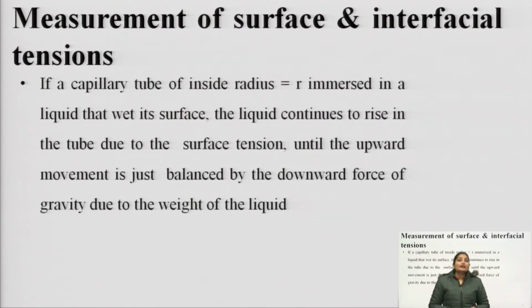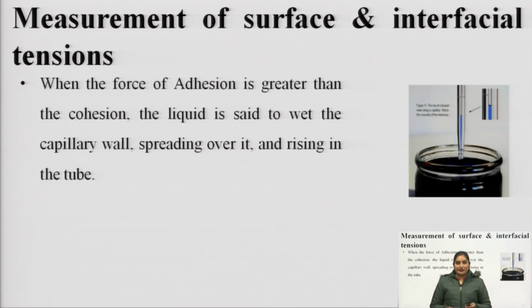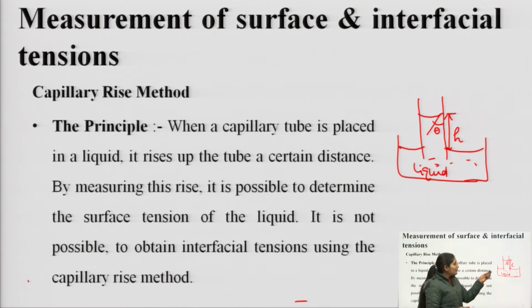Okay. If a capillary tube of inside radius r is immersed in a liquid that wets its surface, the liquid continues to rise in the tube due to the surface tension until the upward movement is just balanced by the downward force of gravity due to the weight of the liquid. See, in this diagram, the liquid will continue to rise until this upward movement of water is counterbalanced by the downward movement.